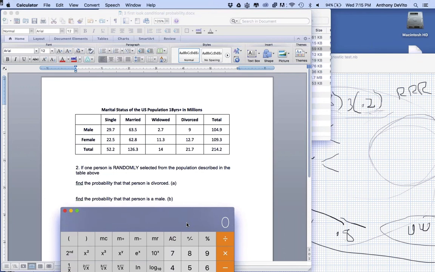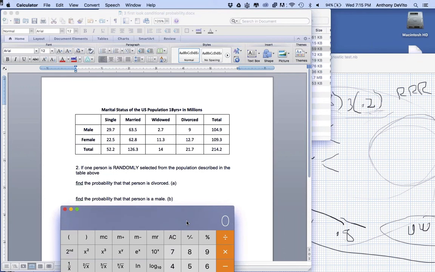Now find the probability that a person in this population happens to be male. What's the probability that if you randomly select a person, maybe you just randomly pull a social security number out of a hat, that person would be male? Well, let's see. How many total males do we have? It's 104.9 million males out of a total population of 214. And yeah, about 49% is what you would wind up getting. Okay, guys, got that? I'm more interested that you see where this came from in this table.